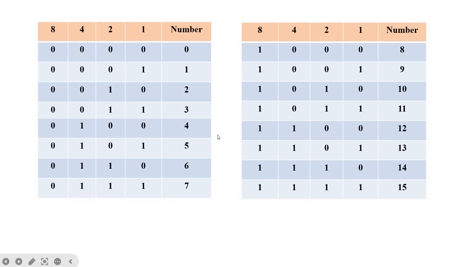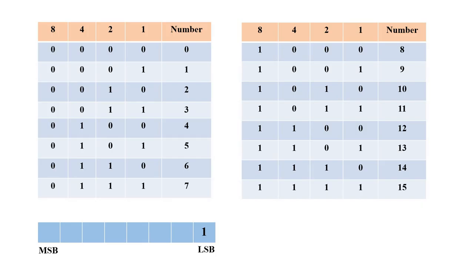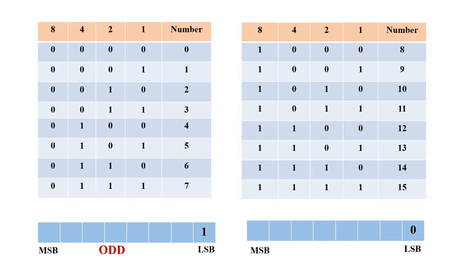Similarly, if we observe the LSB of odd numbers, that is 1, 3, 5, 7, 9 and so on up to 15, you can see the LSB of these odd numbers is 1. Okay, so if the LSB is 1, it means that the given number is odd, and if the LSB is 0, it means that the given number is even. Okay, so this is how we find whether the given number is even or odd.